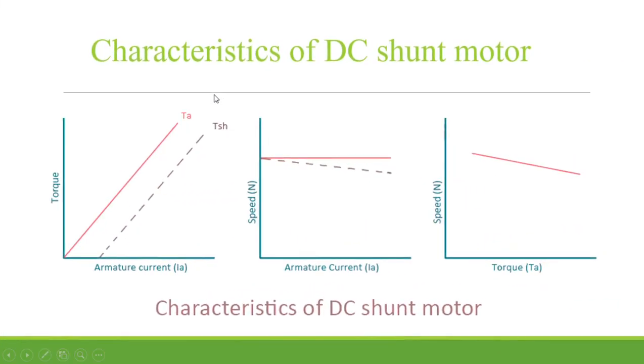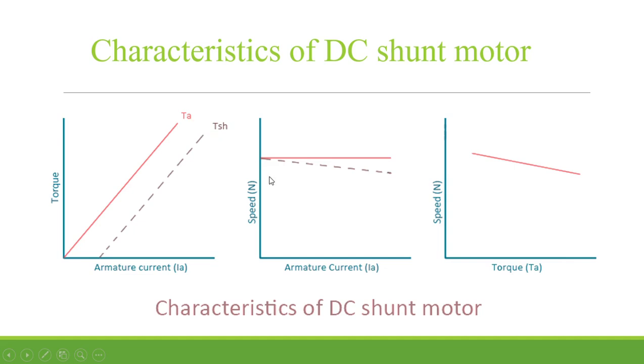So now if we draw the torque versus armature current graph for a shunt motor, torque is directly proportional to flux into Ia, and flux is constant for a DC shunt motor. So torque is directly proportional to Ia. So we are getting a straight line of torque directly proportional to armature current. Also, the shaft torque will be somewhat less than the armature torque.